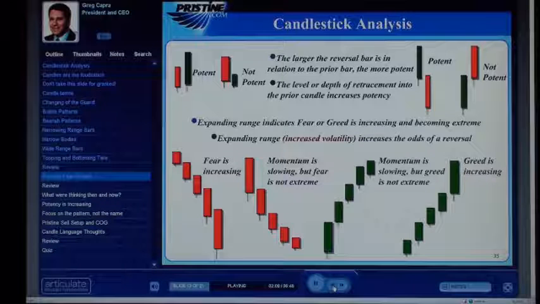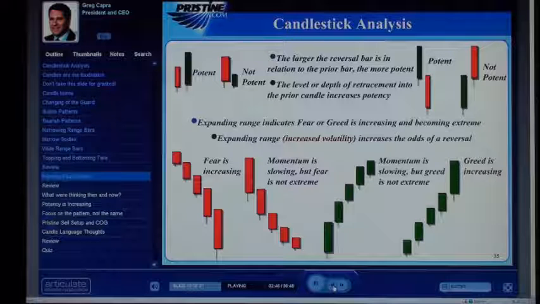The last example on the right would not be potent. While it's a big red candle, it had gapped up. Selling did occur during that period and prices declined. But that selling pressure or that supply that was coming in, overcoming the demand from the gap up, was unable to penetrate deeply into that prior candle's close. So we are going to define a potent reversal as one that could penetrate deeply into a prior candle, and ideally what we want to see is it penetrating, say, 70 to 80% into that prior candle.